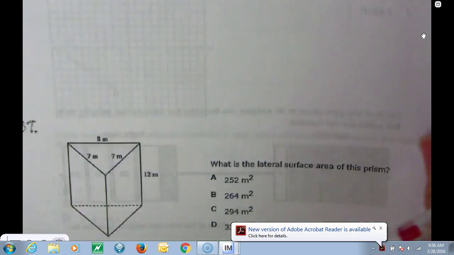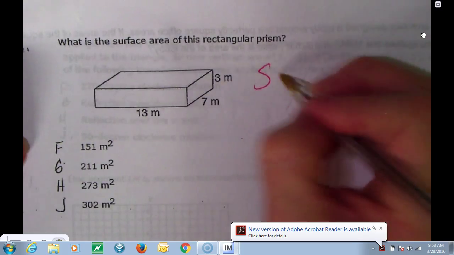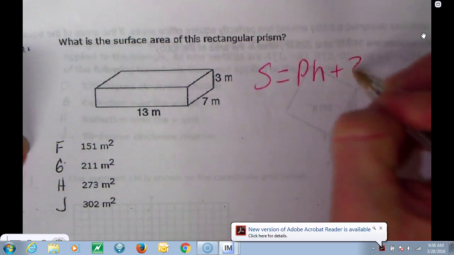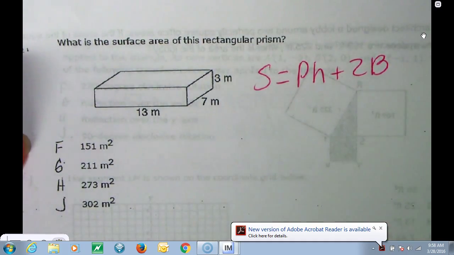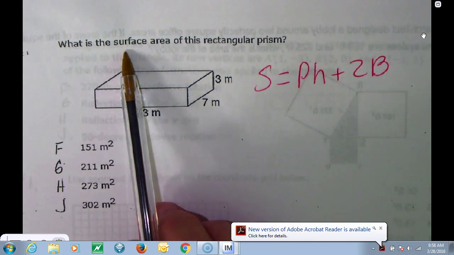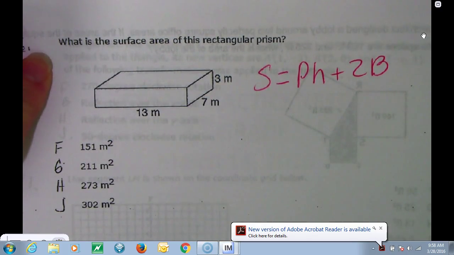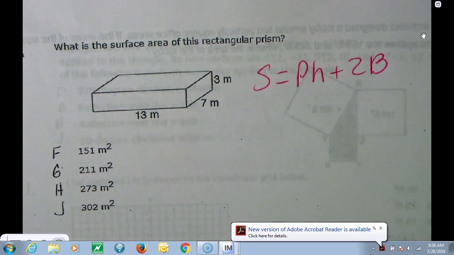Okay? All right, look at 36. Surface area of a rectangular prism. S is pH plus 2 capital B. If it doesn't say total, if it doesn't say lateral, then you're going to do total. Okay, we're going to go label.